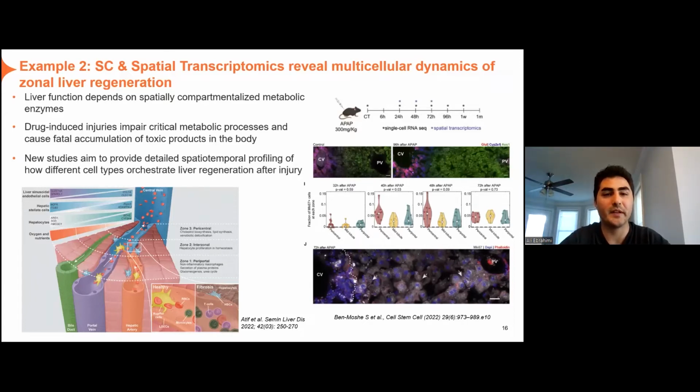for gene expression. In this study, authors used spatially resolved single cell data and were able to show that various cell types, for example proliferating hepatocytes, transiently reprogram themselves during liver regeneration, and they orchestrate the regeneration process after injury.